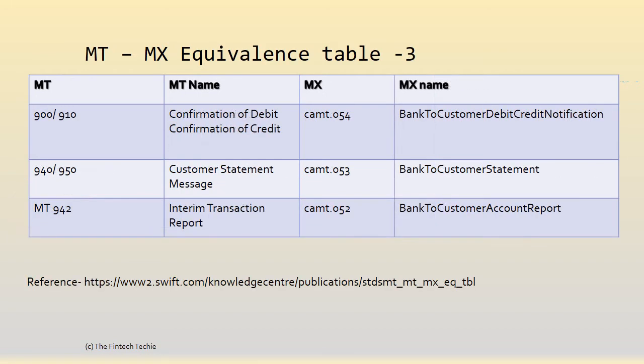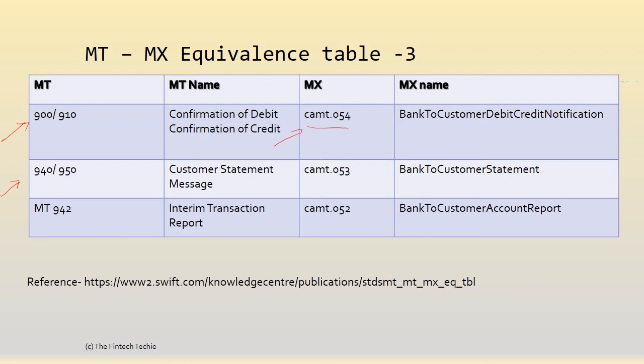Finally, let us look at the statement parts. MT900 and 910, which is used for confirmation of debit and credit. You have two messages, but it actually maps to only one message, CAMT 054. So it's bank to customer debit credit notification. Why is it only one message? Because you have a tag within 054 to indicate whether it's a debit or a credit.